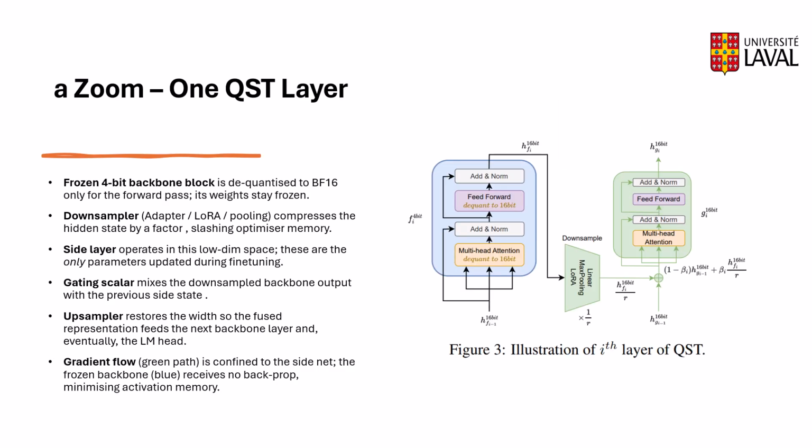Now that the overall architecture is clear, this figure zooms into one transformer block. After each frozen backbone, the hidden state is passed through a downsampler, compressing the width by a factor of r. The compressed state flows through a small side layer, and at the output it's blended with the downsampled frozen backbone, using the learnable scalar beta. This gated combination then flows forward toward the next layer. It is important to observe that the frozen backbone outputs are used only for forward computation, while all gradient flow is confined to the green side network.